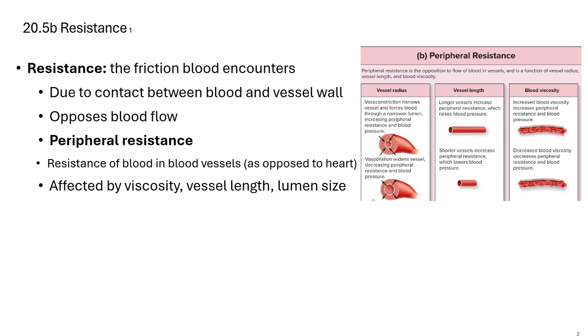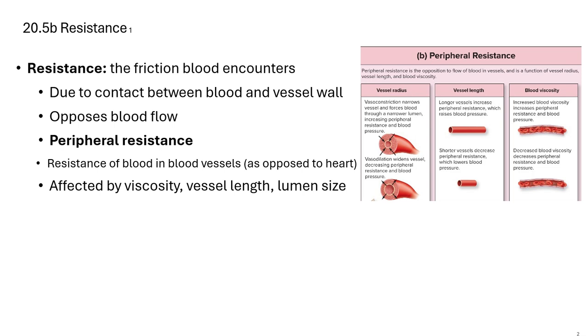So what we're going to look at over the next few minutes are factors that are going to influence our resistance in our blood vessels. Resistance means the friction that our blood is going to encounter as it's flowing. And these things that influence resistance are going to then influence blood pressure as well, right? So resistance itself is the friction that the blood encounters due to the contact between the blood and the wall of the blood vessel, right? So that endothelial lining on the inside of the blood vessel.